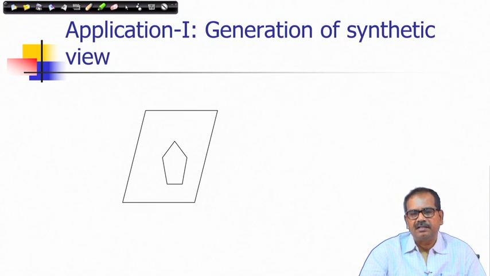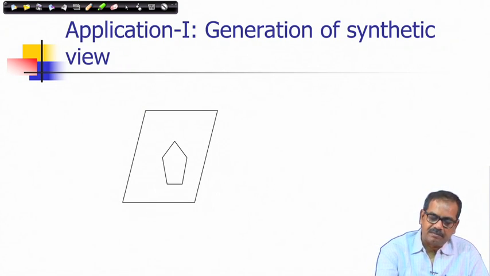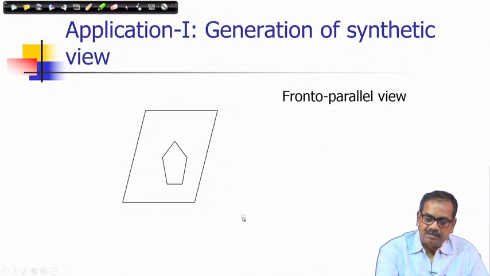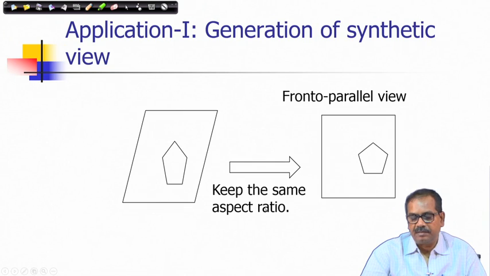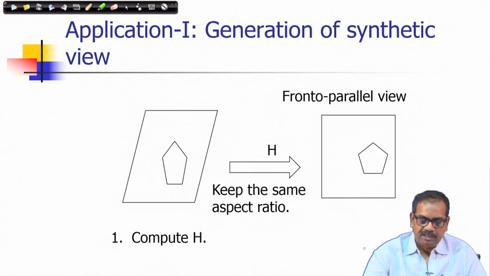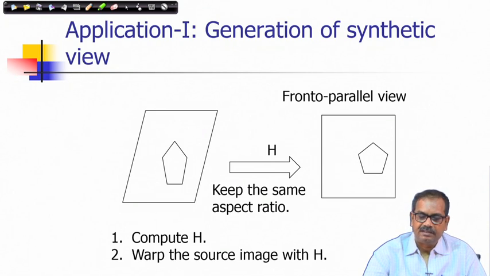So, if you have a plane which makes an angle with respect to the fronto parallel plane, and there is some planar object or image on that plane, we can apply this homography to straighten it out, to make it on the fronto parallel plane. Consider this particular example. In a fronto parallel view, keeping the same aspect ratio, we can redefine the image points, and then we can compute the homography. This example we have already discussed. So, we can compute and we can warp the source image with H.